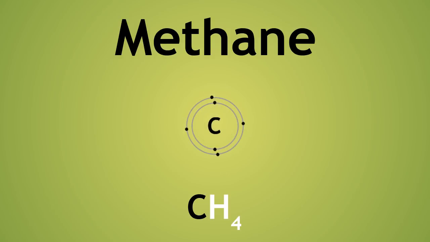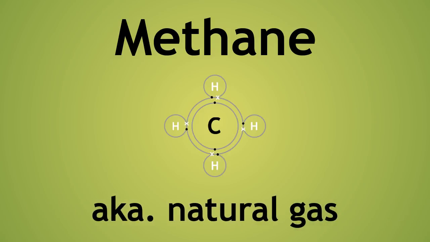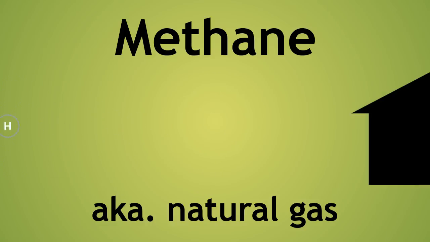Carbon has 6 electrons in total, 4 of these being in the outer shell. Carbon, therefore, always needs 4 more covalent bonds to be stable. In methane, the 4 hydrogen atoms have only 1 electron and so covalently bond to the carbon atom, each sharing a pair of electrons.